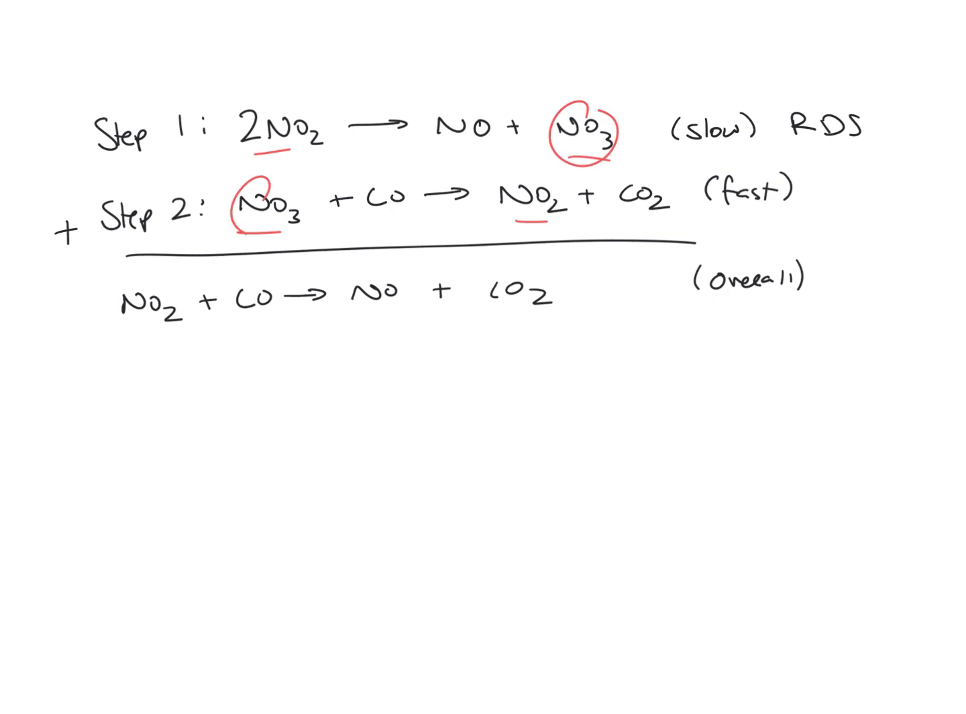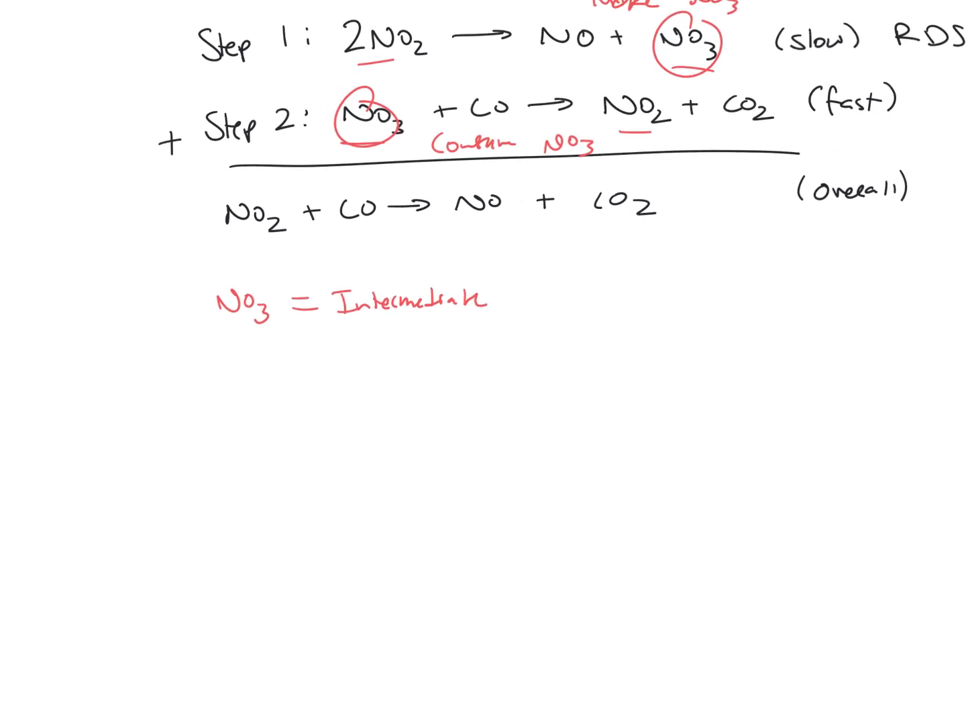These NO3s here, in step 1, you make NO3, and then in step 2, you consume NO3. This essentially makes NO3 an intermediate, because in the first step it's made, and in the second step it's immediately consumed. Now, there's a similar concept to an intermediate, and that is known as a catalyst. And we've learned about this in the context of activation energy.